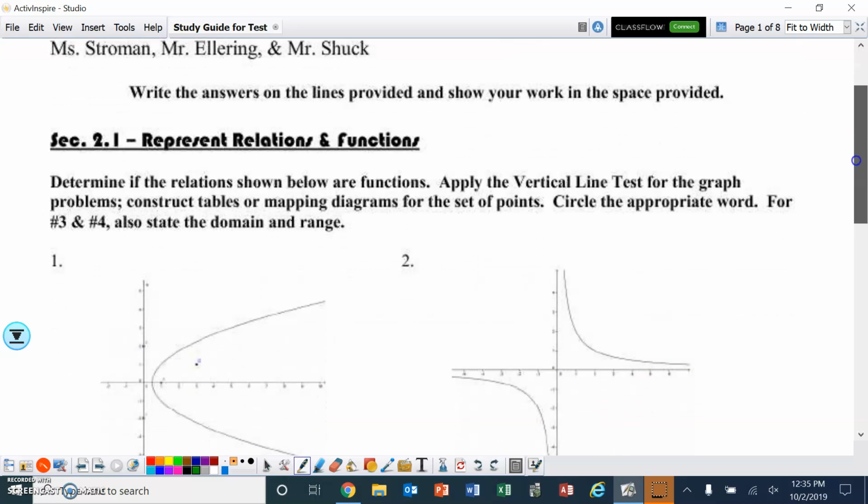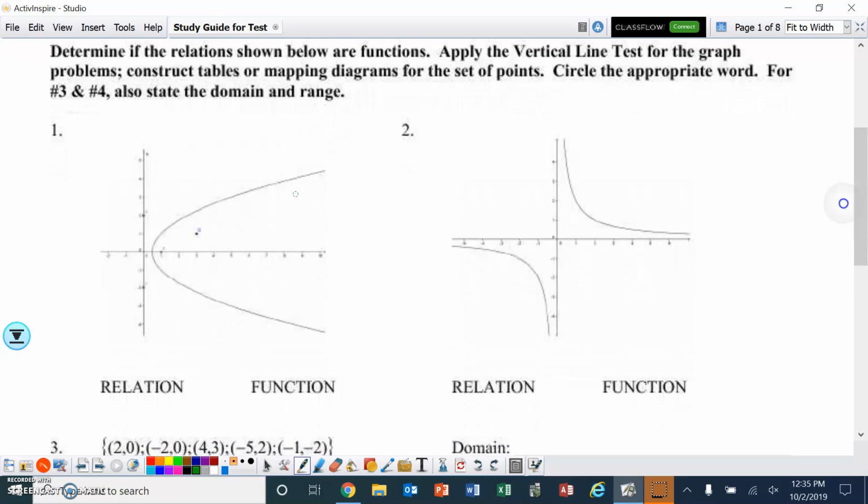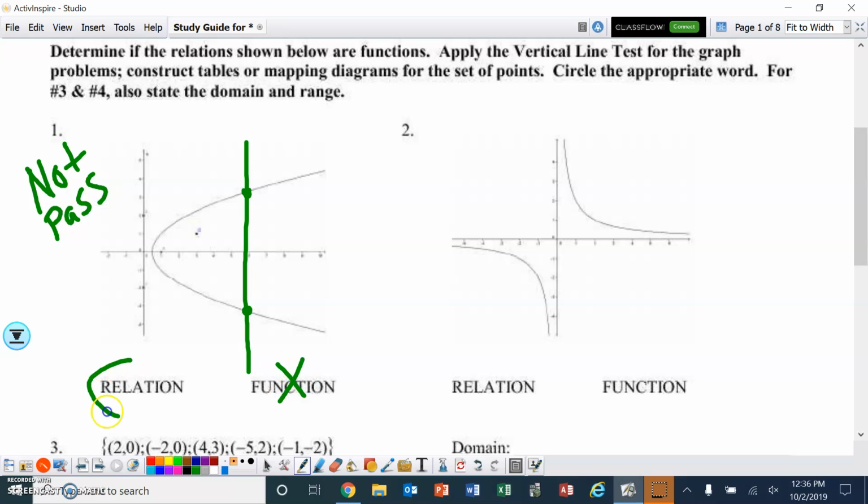So the first two questions are to determine whether they are just a relation, or more specifically, are they a function? We're going to use the vertical line test to see. So remember the vertical line test? If you draw a vertical line anywhere, okay, I drew a vertical line through the graph. If it touches in more than one place, it does not pass the vertical line test. So therefore, it is not a function, it's just a relation.